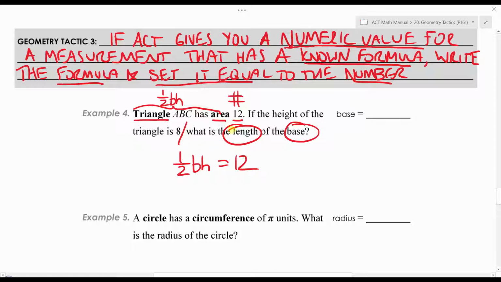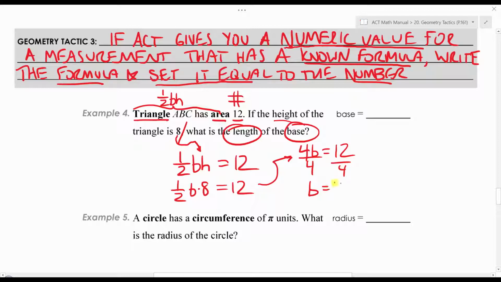Then when we read the next phrase, we can see that they are telling us that the height is 8. Well, that is a substitution opportunity. We can do 1/2 b times 8, or 1/2 8b, whatever you want. And then we can simply start cleaning this up. On the left side, 1/2 times the 8 will give us a 4, so that will be 4b equals 12. We will divide by 4, and we will get that b equals 3, and that is indeed what they were asking us. So the base is 3. So again, by getting started, by writing down the numeric value and setting it equal to the appropriate formula, the rest of the steps really just fall very nicely and very smoothly into place.